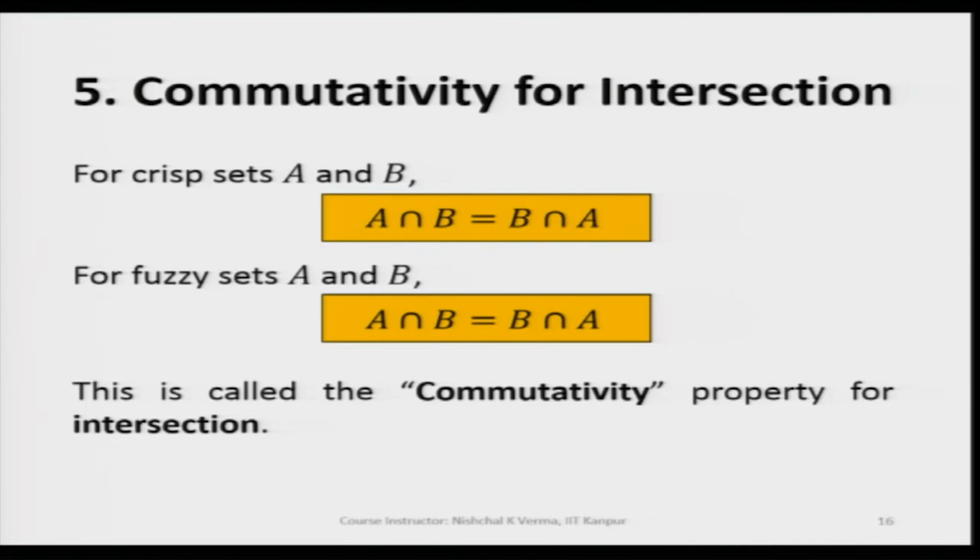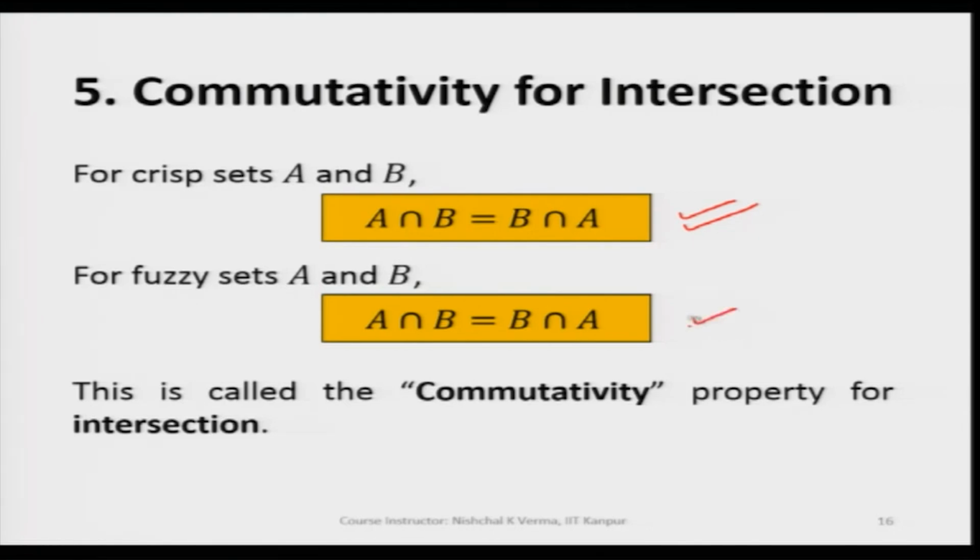Now, in the same way we can define the commutativity property for intersection. Here, when we talk of intersection, let us first see what this is for crisp sets. If we take crisp sets A and B, this property is satisfied, meaning A intersection B is always equal to B intersection A for crisp sets A and B. Now, let us see what is happening for fuzzy sets A and B.